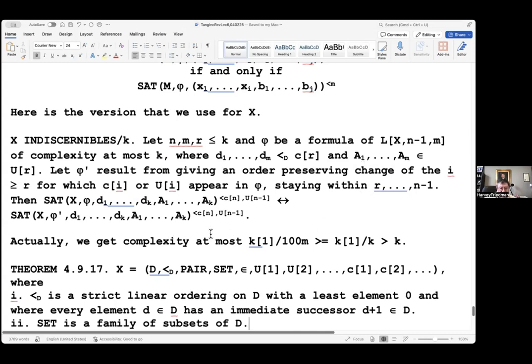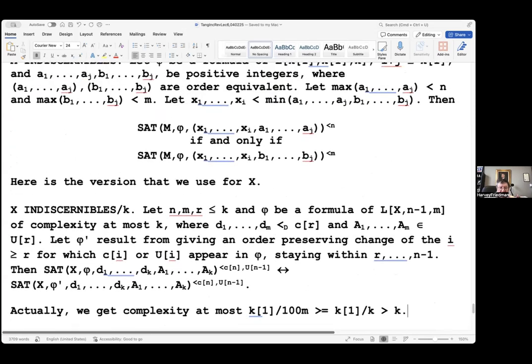Now, actually, we get complexity. Remember, complexity k of 1, which is 2 to the k, which is much bigger, is what we had for indiscernibles in M. So we actually get complexity at most k of 1 divided by 100 times M, because M is smaller than or equal to k, which is going to be much bigger than k. So we're okay with this. You see that 100 times M blow up comes in.